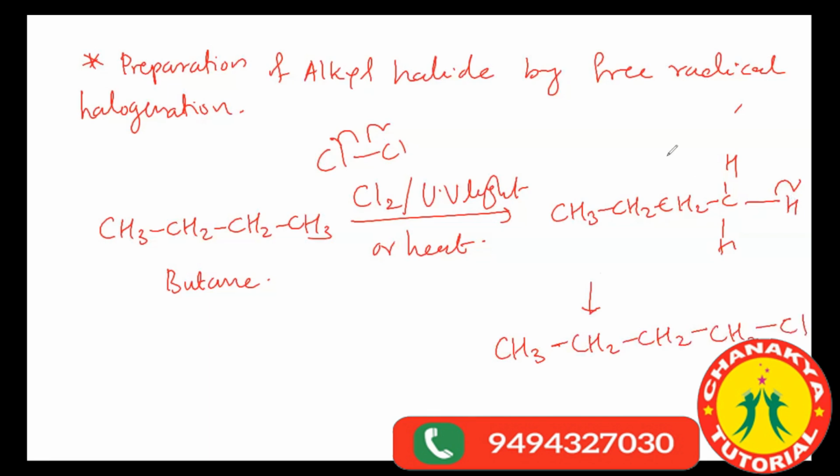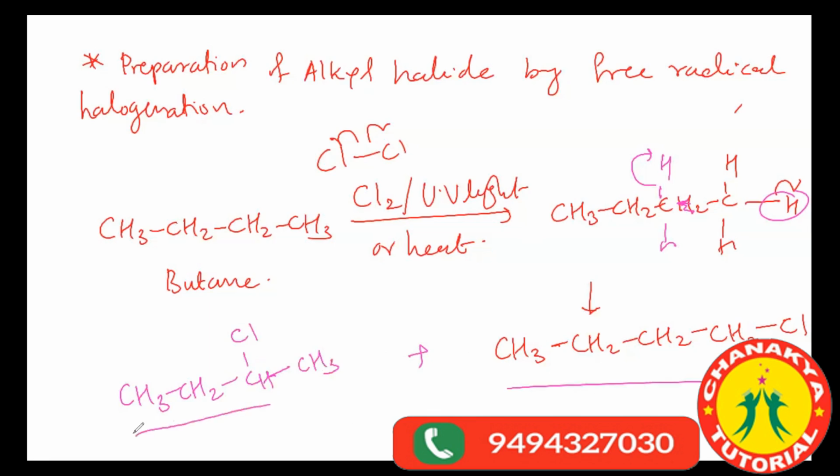But instead of this hydrogen, if I use a different color, you'll understand. Here it has two hydrogens, one hydrogen here and one hydrogen here. If this hydrogen undergoes cleavage, you will get another product, CH3, CH2, C, here it will be Cl, one hydrogen will be as it is, and here CH3. So what would be the IUPAC name for this alkyl halide and this alkyl halide?